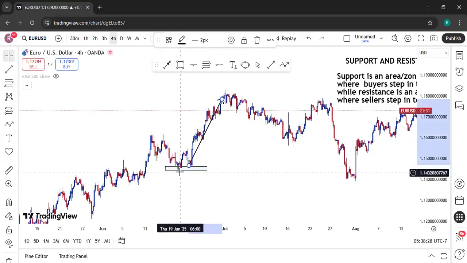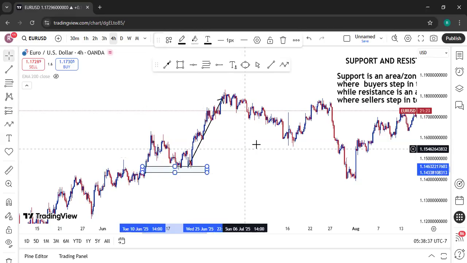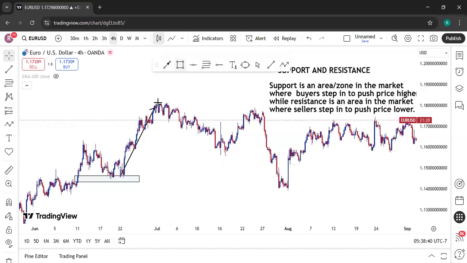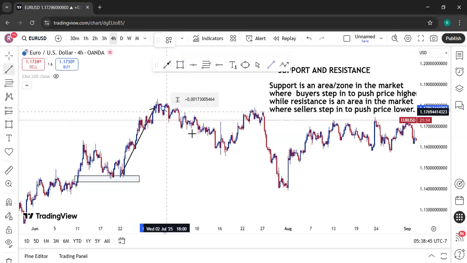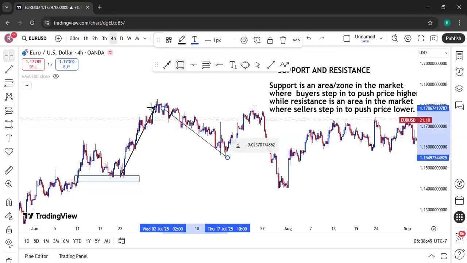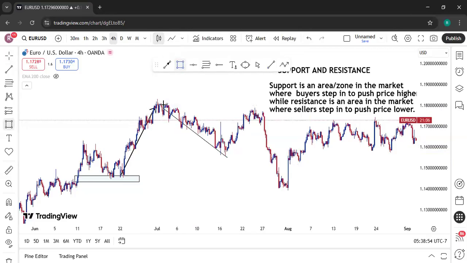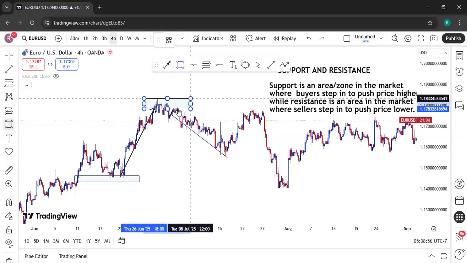Price started increasing, meaning that there were a lot of buyers in this zone that caused the push of price to go higher. Now look at this area again. At this point here, what happened? We can see that the price of this asset started dropping at that point, indicating that this area is an area where there are sellers, and we're likely to see price drop from this area of resistance.